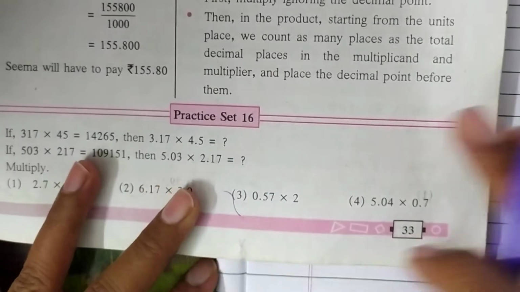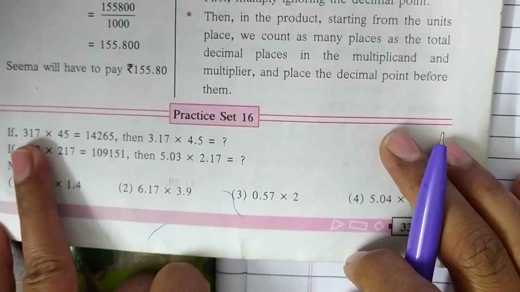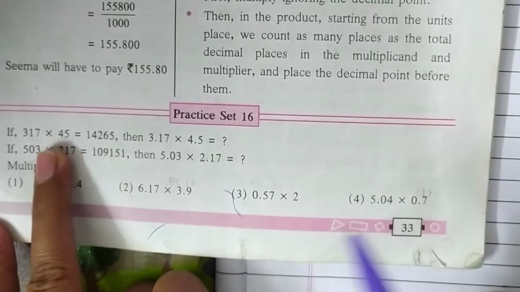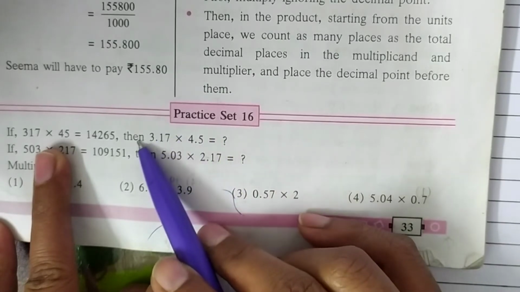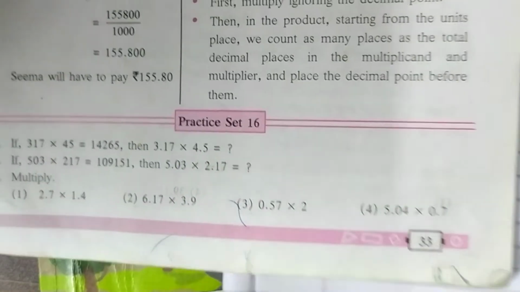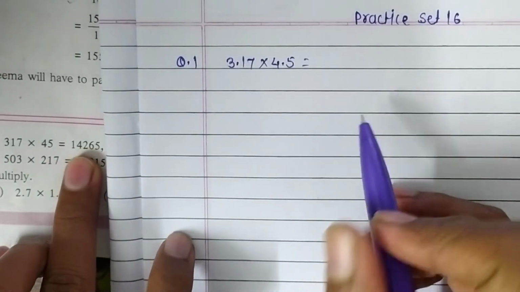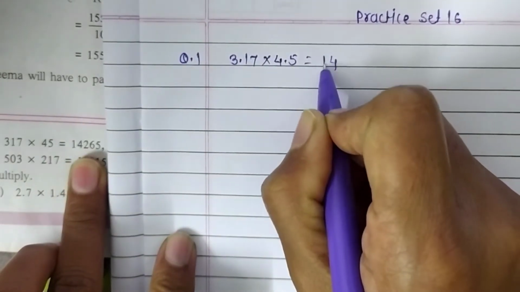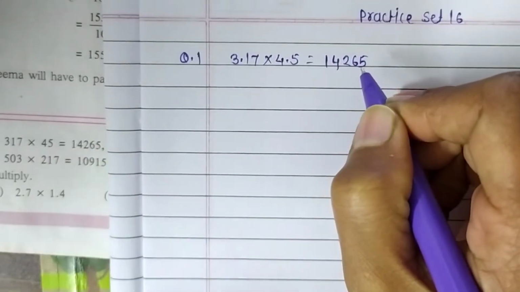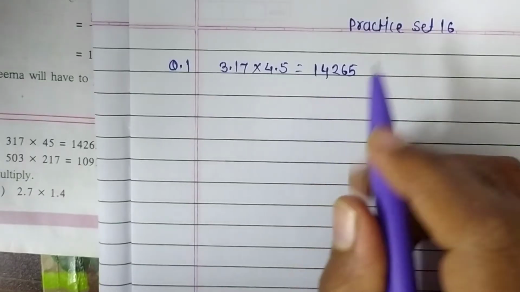Look here. When we observe the first number of the first multiplication, that is 317 multiplied by 45, look at its digits. The same digits are given here to find out the answer. So we just have to write here 3.17 multiplied by 4.5 is equal to, this is the answer we get by multiplying it, 14,265, because there are the same digits given in this number and this number. So this is the answer we have to get.